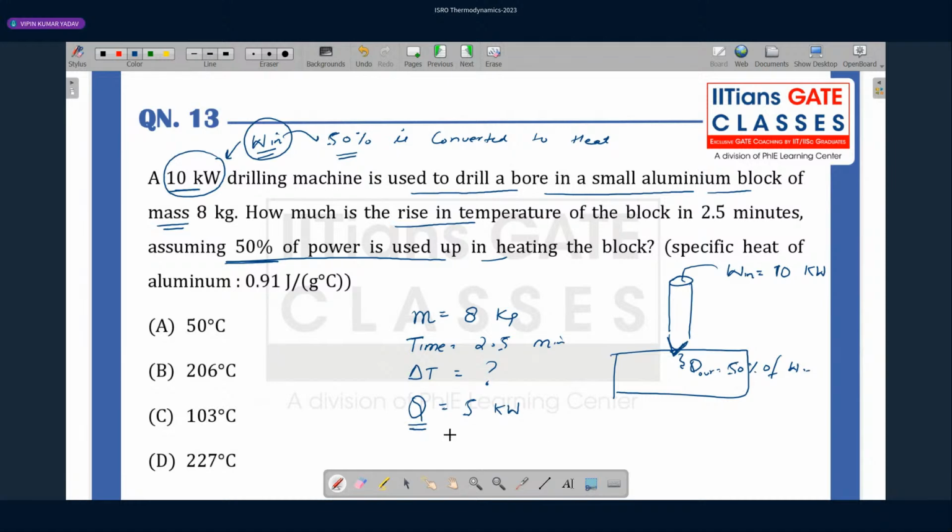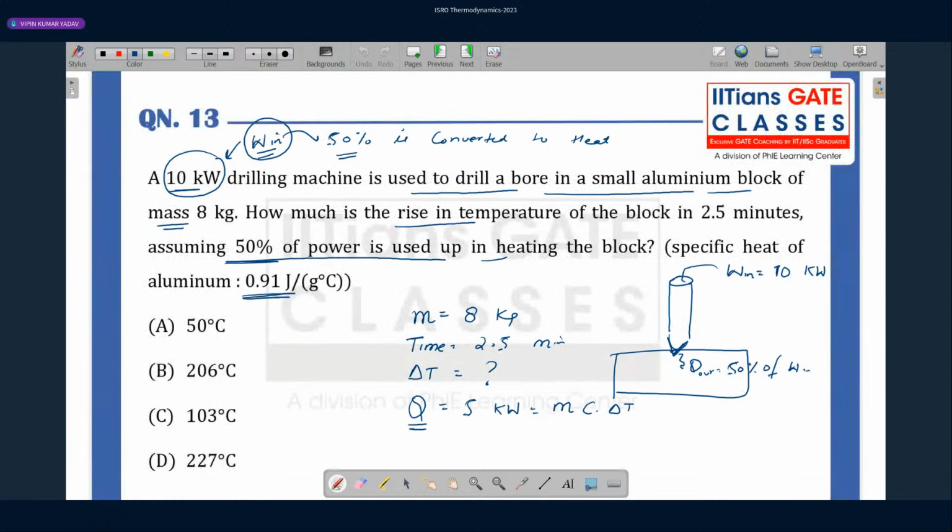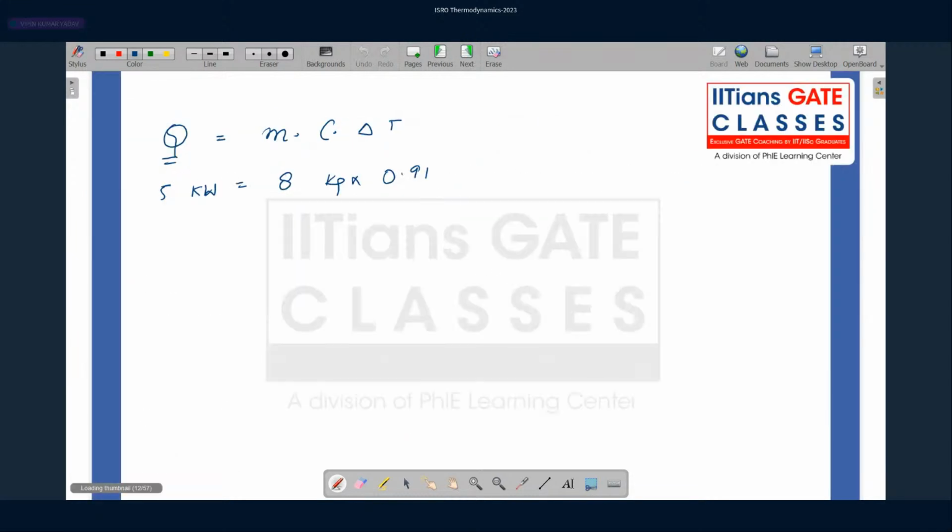And this is basically responsible for the temperature change. So I can say it is equal to MC delta T. So basically this heat, what heat? Q is equal to MC delta T. Now this heat is basically 5 kilowatt. What is mass? 8 kg. What is C? C is 0.91 kilojoule per kg degree Celsius. Delta T I need to find out.